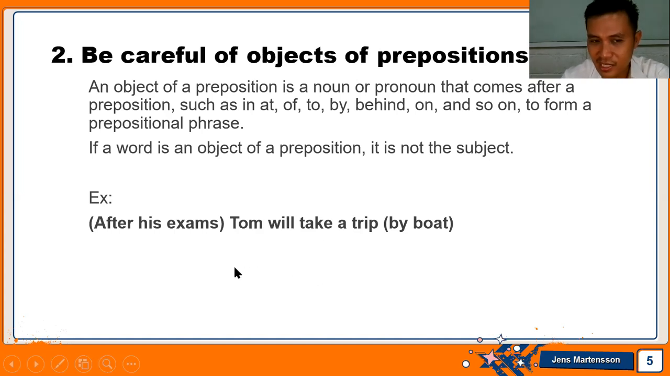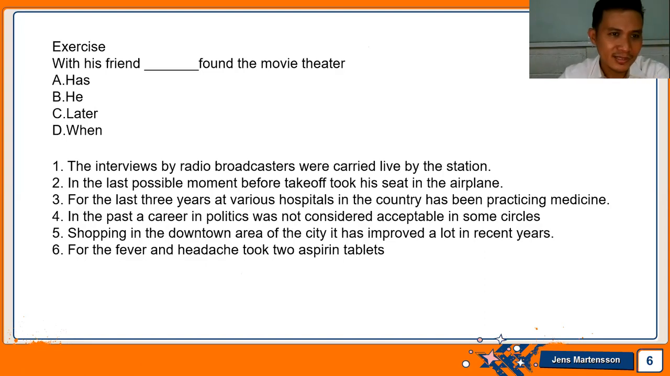Okay, here is an example. Exercises. With his friend, blah blah blah, found the movie theater. So what is the good answer here? B, sir. Is it B? A, B, C, D? Now what is missing here? Subject, sir. The subject is missing here. This one is an object of a preposition. With his friend, he found the movie theater. You got it? Understand? Yes, sir. Okay, now we're gonna do number one.